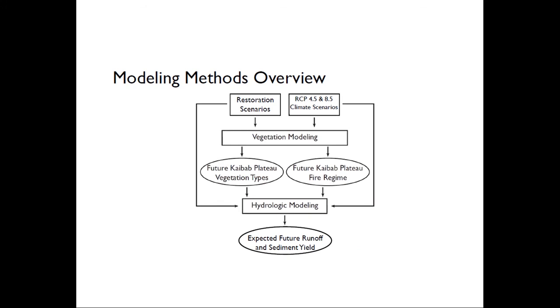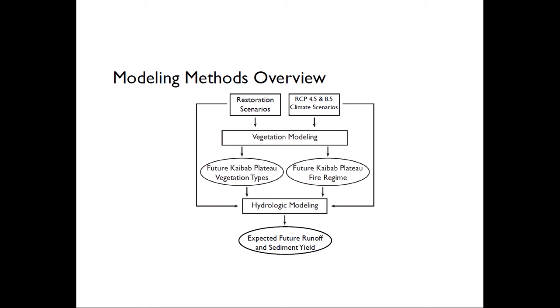So this project was a collaborative effort between myself and a postdoc at NAU's School of Forestry. What we were doing was coupling a spatial vegetation and fire model to the statistical hydrologic modeling I was using in the previous project to look at the effects of restoration and vegetation type on future outputs. And so we have our restoration scenarios. We used the RCP 4.5 and 8.5 climate change scenarios. So here, unlike the past project, we're actually starting to look at some potential climate change scenarios.